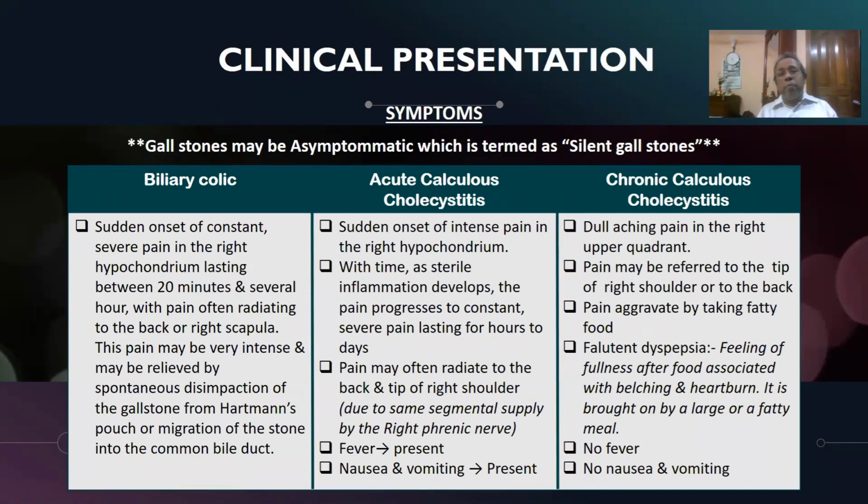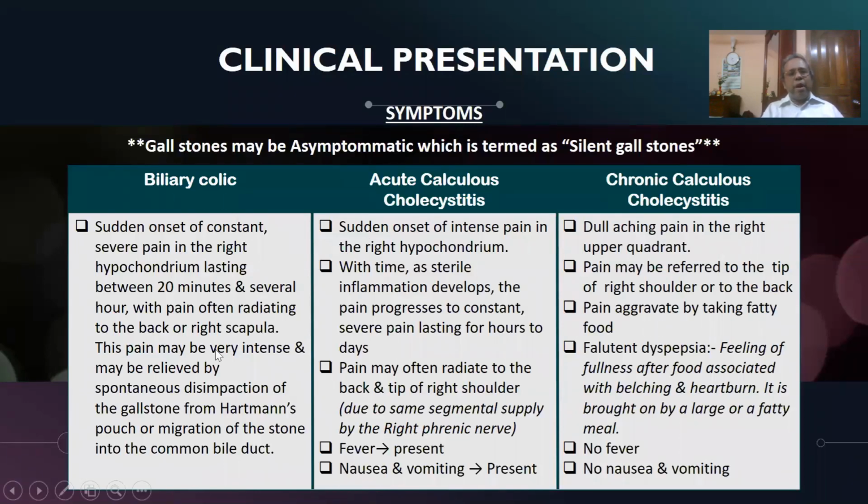No. The patient usually presents to you with a severe pain which persists for some time, then is relieved. This is called biliary colic. That means sudden onset of constant severe pain in the right hypochondrium, lasting between 20 minutes and several hours, with pain often radiating to the back or right scapula. That means whenever the pain occurs, it is in the right upper abdomen and radiates to the back and the right scapula. That is the radiation pattern.